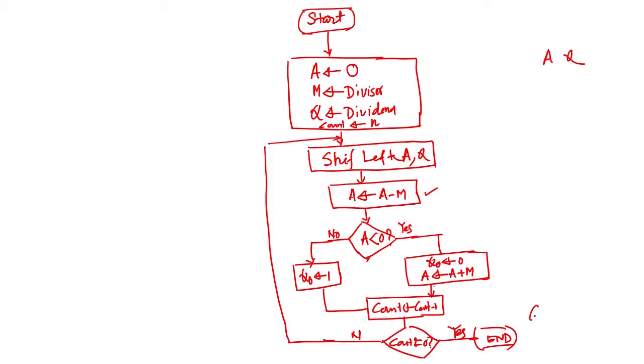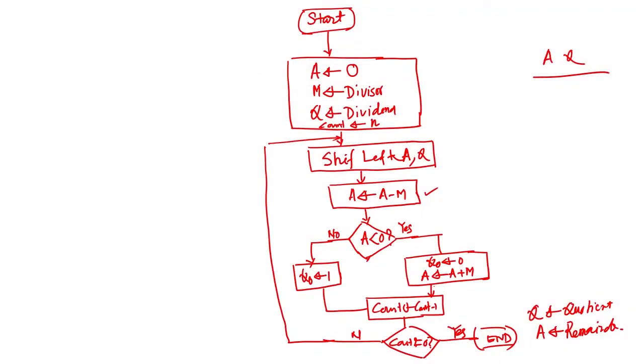Okay. So, then Q will have the quotient and A will have the remainder, that is A and Q. So, the problem with this method is it is not applicable for signed numbers, that means for negative numbers, it will not work. Therefore, we will have a complete algorithm for positive as well as negative numbers. That is something called 2's complement division.